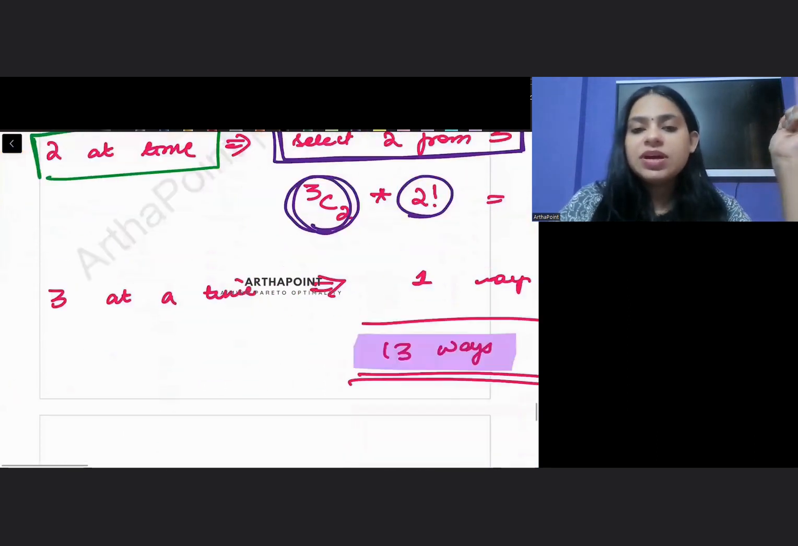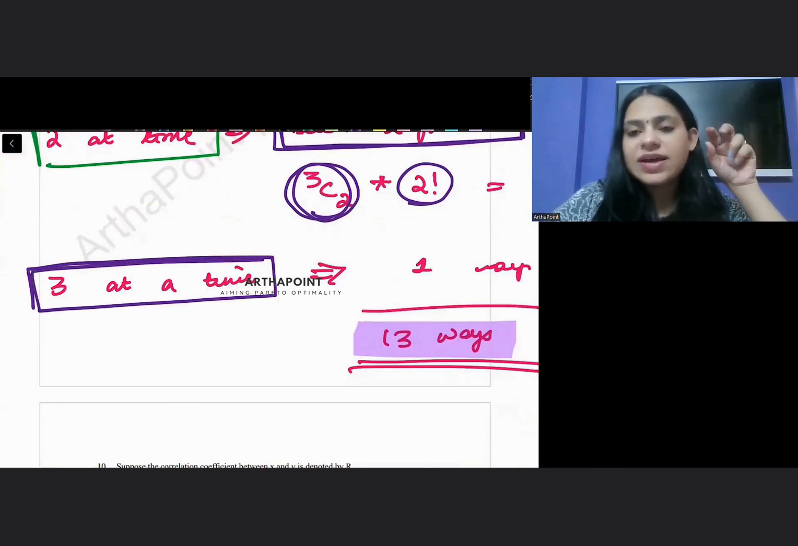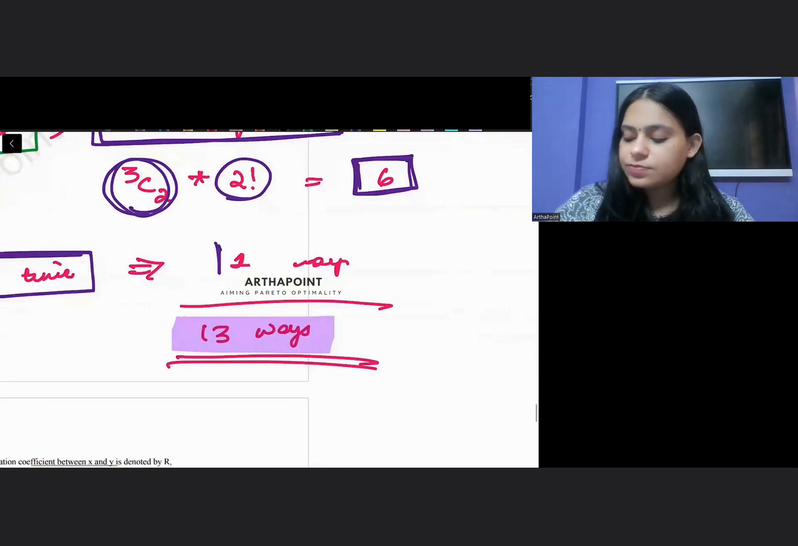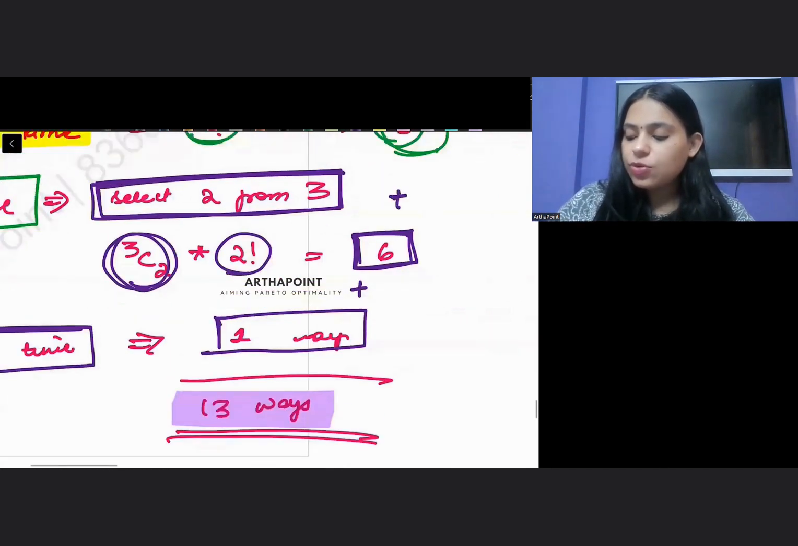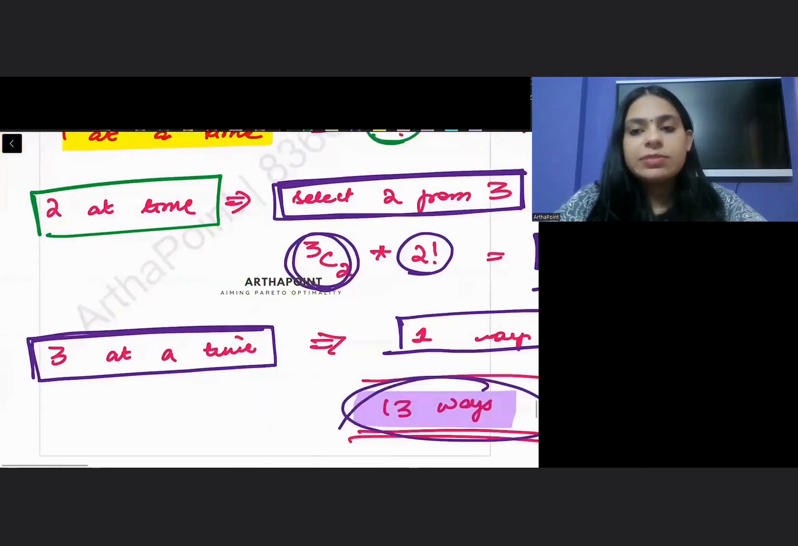The third thing that can be done is I press all 3 of them at one time only. So I press all B1, B2, B3 together. Now, in this case, I just have one way because I'm pressing all 3 of them together. So there is just one way. If I add this together, I get 13 ways of doing this. Okay, but I come to the next question.